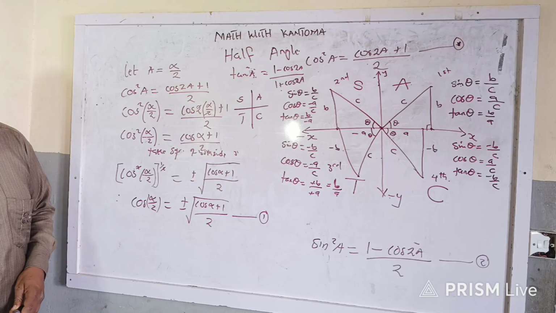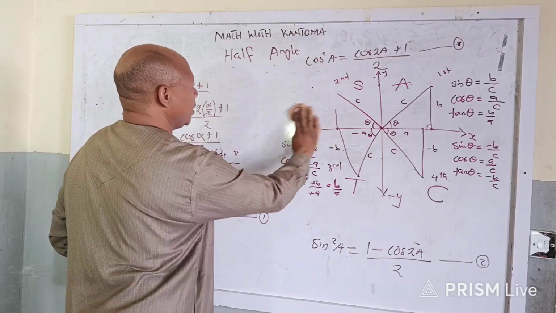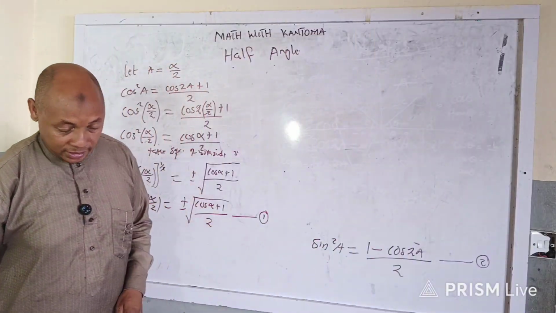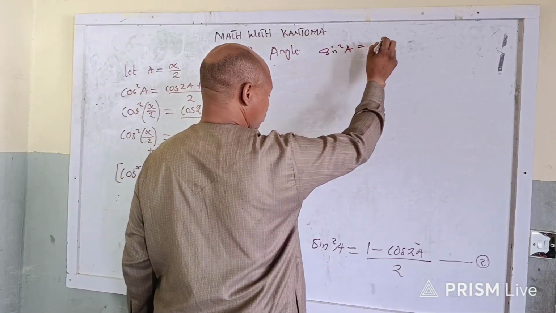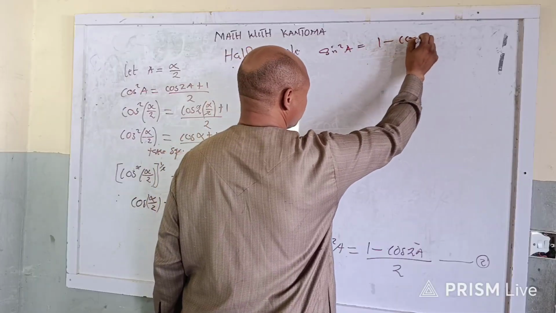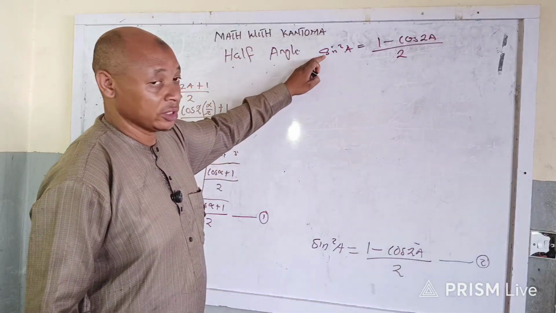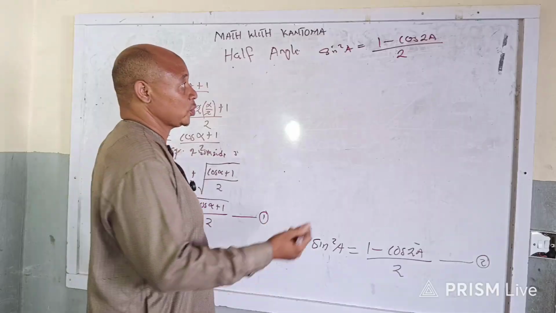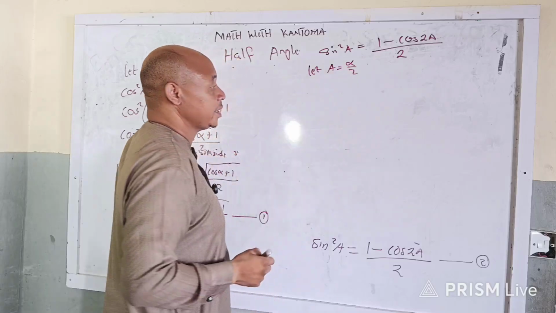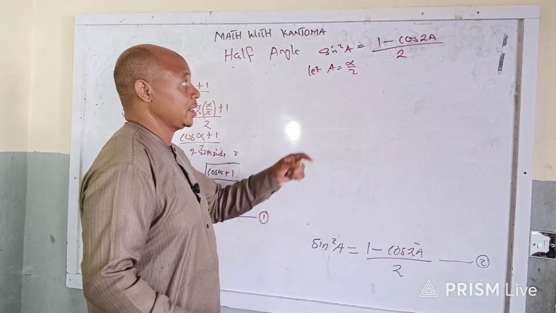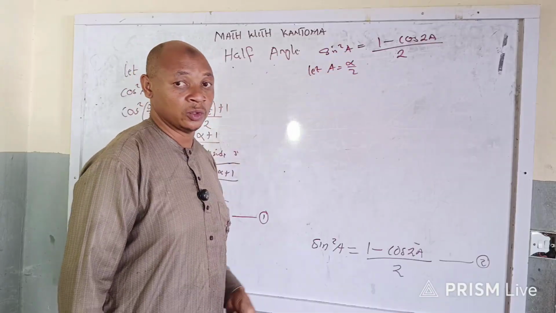Next we'll be deriving the half angle formula for sine. The identity for sine squared A is equal to 1 minus cos 2A all over 2. Using this formula, we're going to derive the half angle formula for sine. We start by assumption also: let A be equal to alpha over 2. I'm using another letter so that we will not be confused.